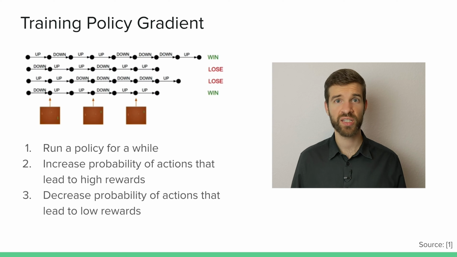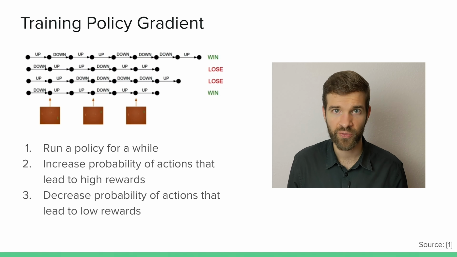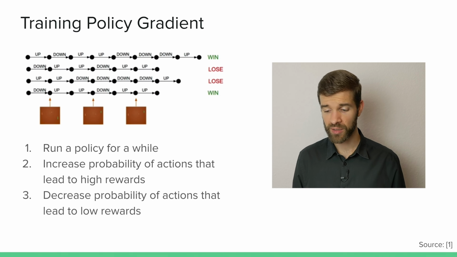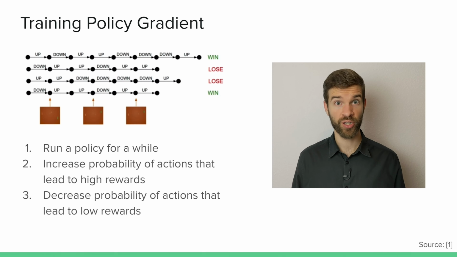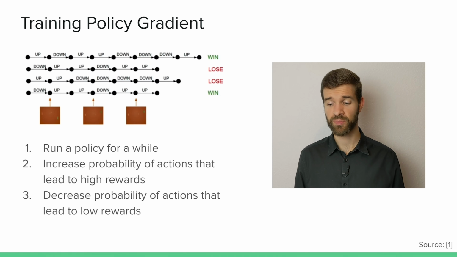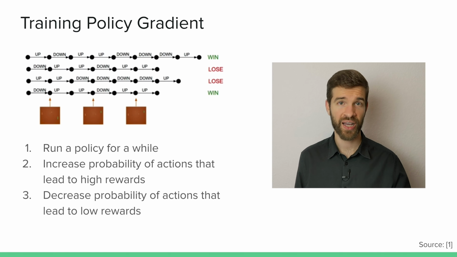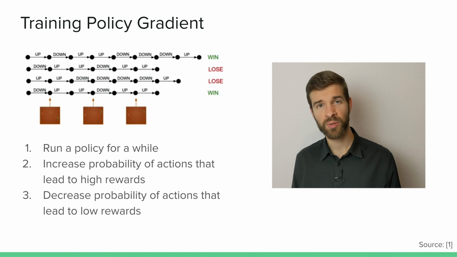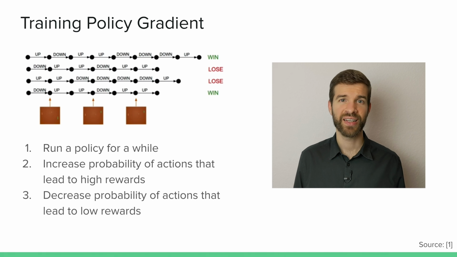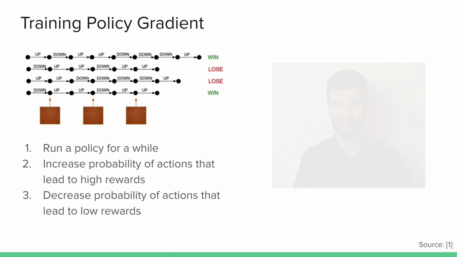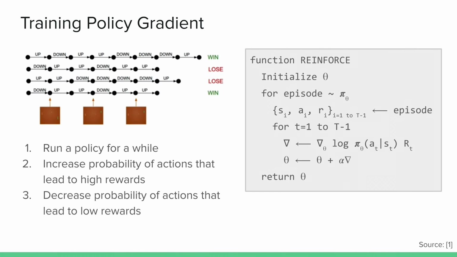So we run the policy, whatever initially we've come up with, for a while, and then our learning process would try to increase the probability of all those actions that led to a higher reward and decrease the probability of all those actions that gave us a low reward. Sounds quite obvious, I think. So how does this look in code or in pseudocode? The function REINFORCE goes in the following way.